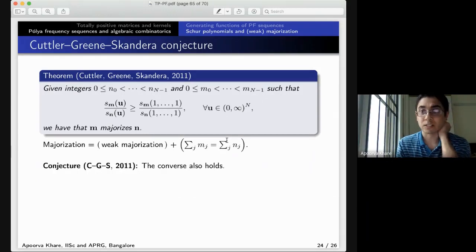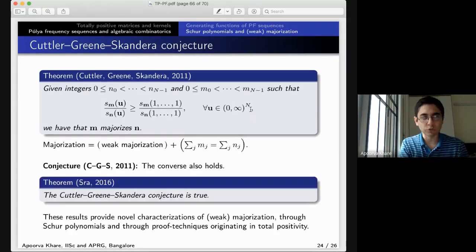They also made a conjecture, that the converse result also holds. Namely, that if m weakly majorizes n, then this inequality must hold for every u in the orthant. So remember, we proved the if and only if, and this was a conjecture of Marx, Kandera and others. And this was actually proved by Sra in 2016, also in the European journal. He proved that the conjecture is true. So it's an if and only if here, just as our result was an if and only if. Of course, we derived our result later than theirs.